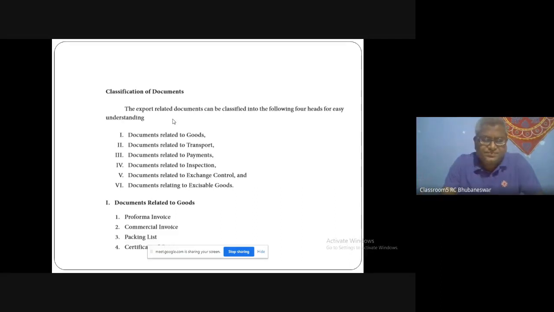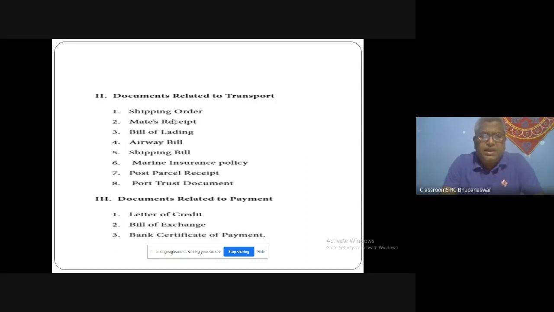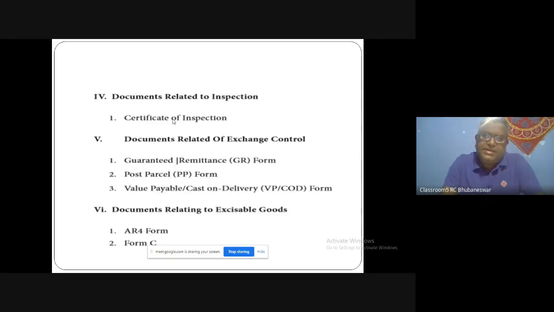If you talk about documents related to goods, some of the documents required are pro forma invoice, commercial invoice, and packing list. In documents related to transport, meaning transporting of exports, there are shipping order, mate receipt, bill of lading, air bill, shipping bill, marine insurance policy, post parcel, and port trust document. At the time of payment, the letter of credit, bills of exchange, and bank certification for payment are needed, and for inspection, an inspection document is necessary.